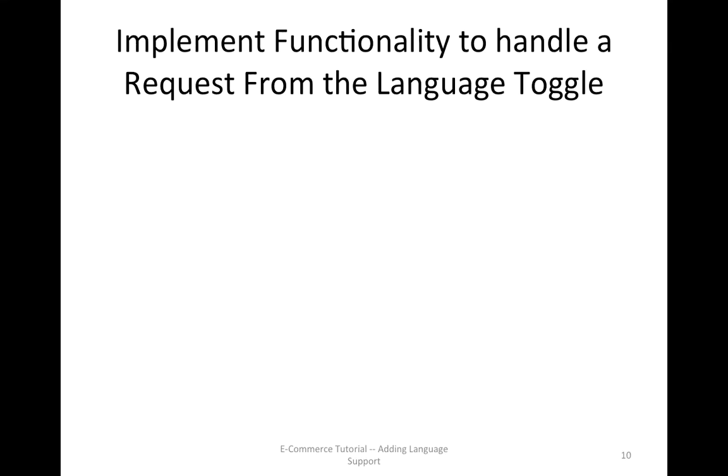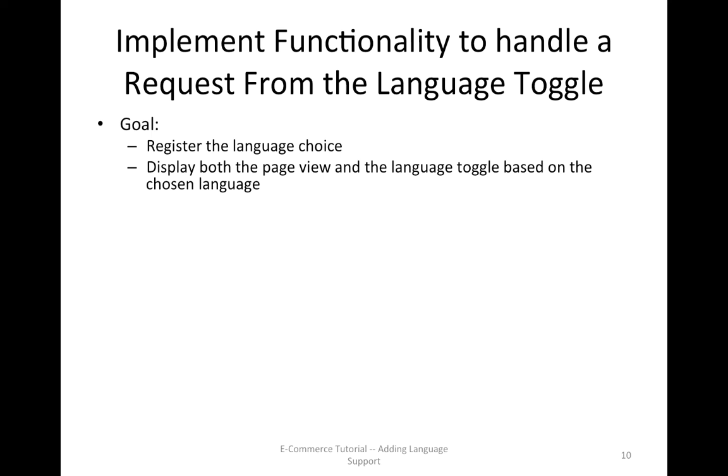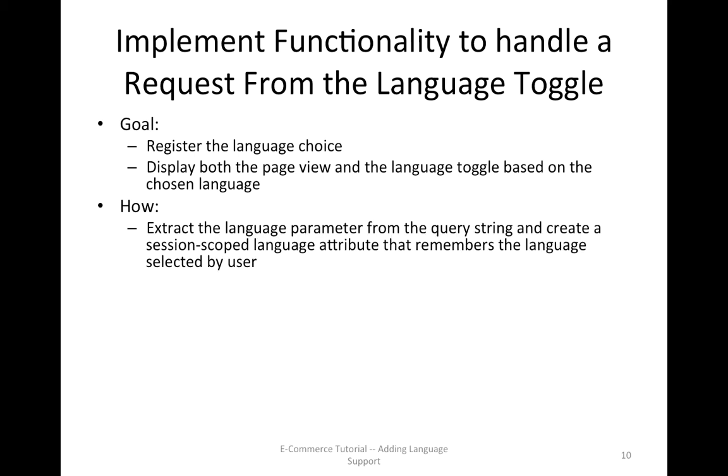Our next step is to implement functionality to handle a request from the language tag. Our goal is the following. First, register the language choice, then display the page view under the language tag based on the chosen language. How do we achieve the goal? We first extract the language parameter from the query string and create a session-scoped language attribute that remembers the language selected by the user. Remember, when the user chooses English, you will have this at the end of the URL: choosingLanguage, language equals EN.